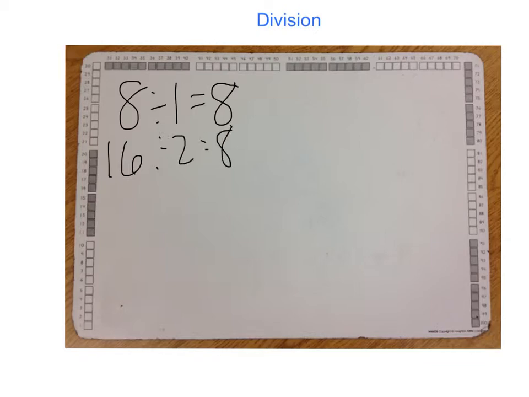So I want you to be thinking about what we did on the last page, the division. So 8 divided by 1 equals 8. 16 divided by 2 equals 8. And then I want you to figure out the rest of this. Work with a partner and use your sheet from the SAB page.